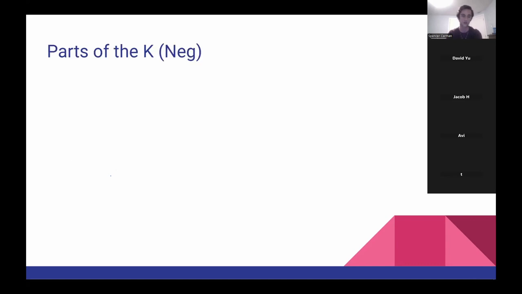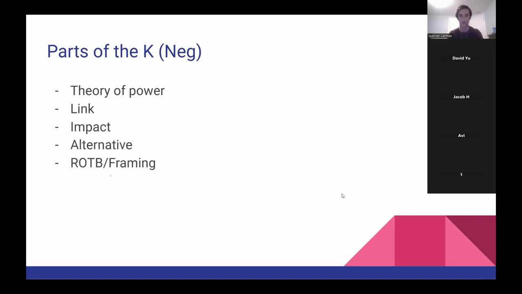All right, so starting on the negative side, so this is when the negative would be the one reading the critique against the affirmative. So first is the theory of power. Second is the link. Third is the impact. Fourth is the alternative. And then fifth is the role of the ballot or the framing. I don't really have any fun acronym to keep track of this. If you exclude the theory of power, you can think of it like LIAR for link, impact, alternative, role of the ballot, if that's an easy way for you to remember it.